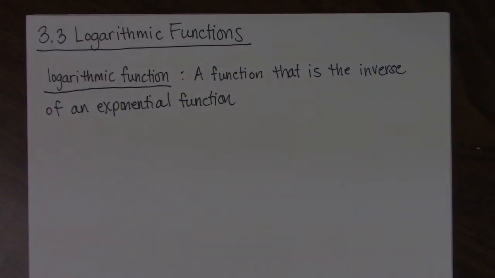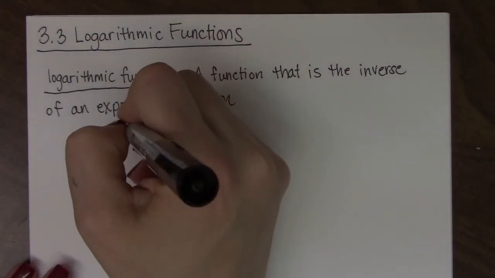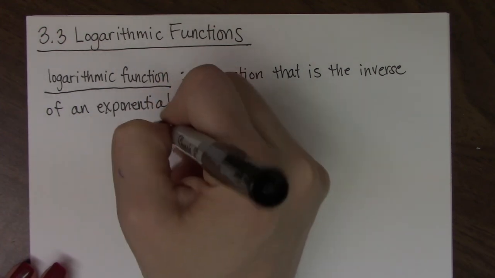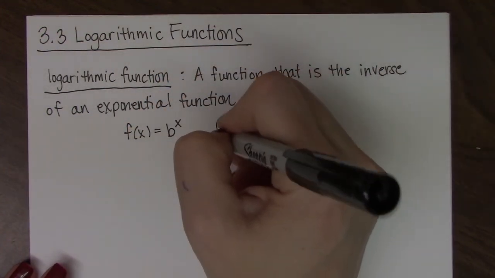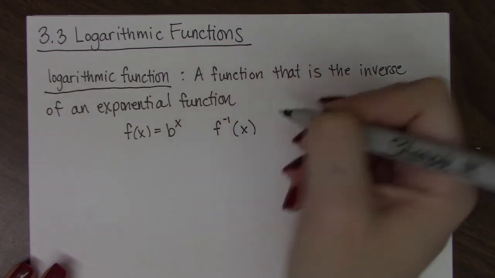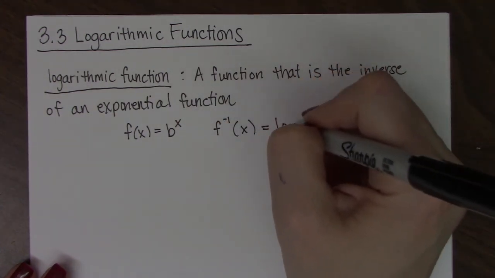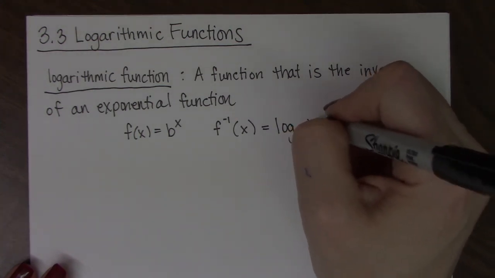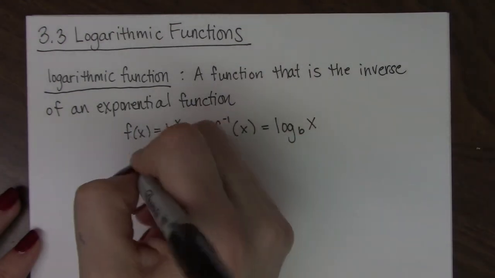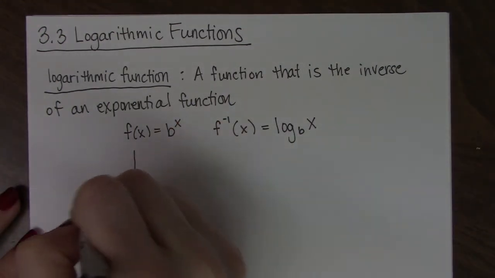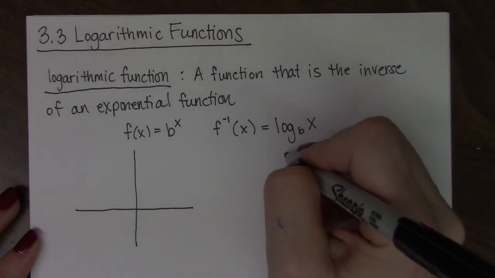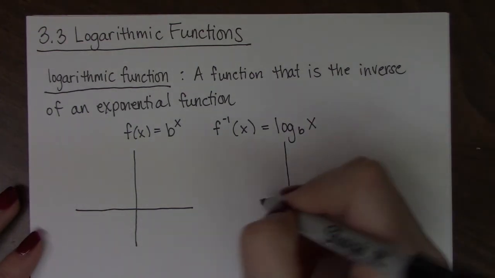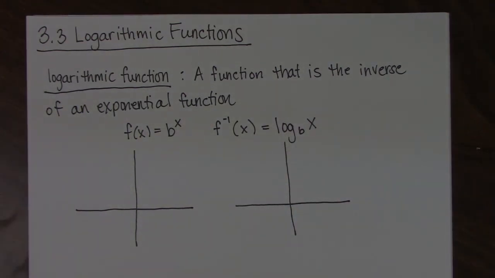And so we teased sort of at the end, we looked at a graph, and so let's see how we could compare these two things, right? So if we have an exponential function, b to the x, its inverse is going to be defined as log base b of x. And if we look at the graph of b to the x, and then let's separately look at the graph of log of x.